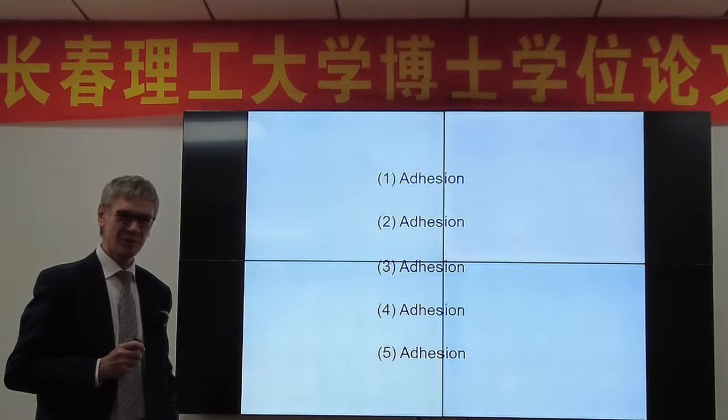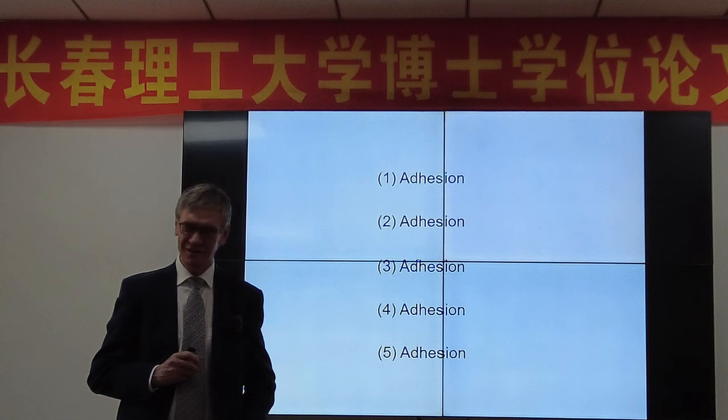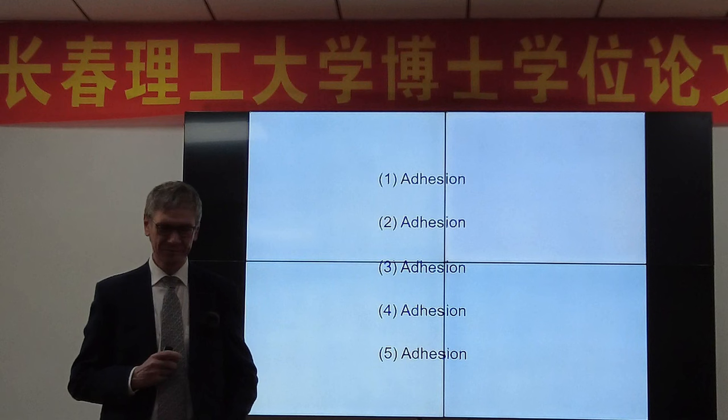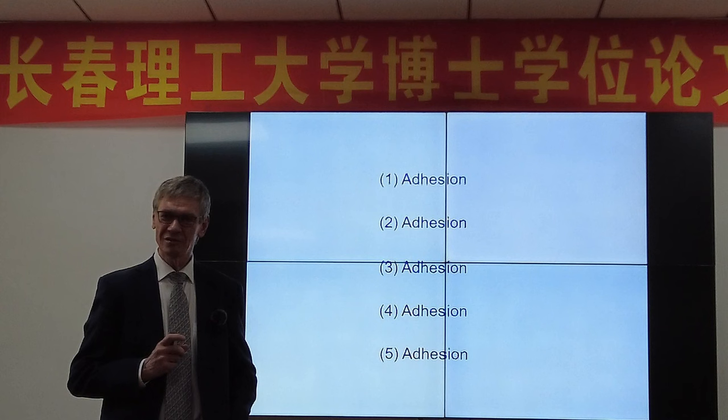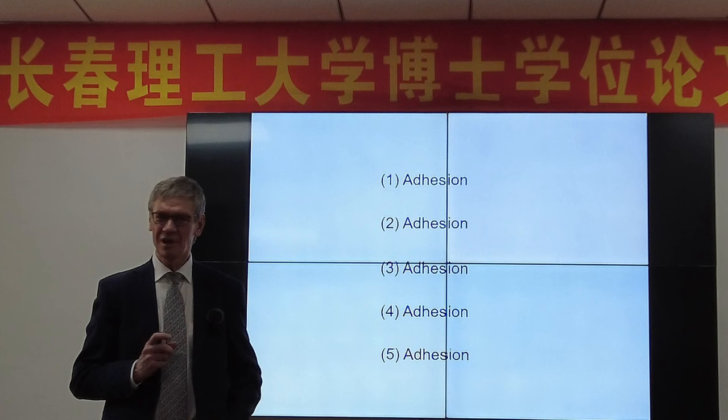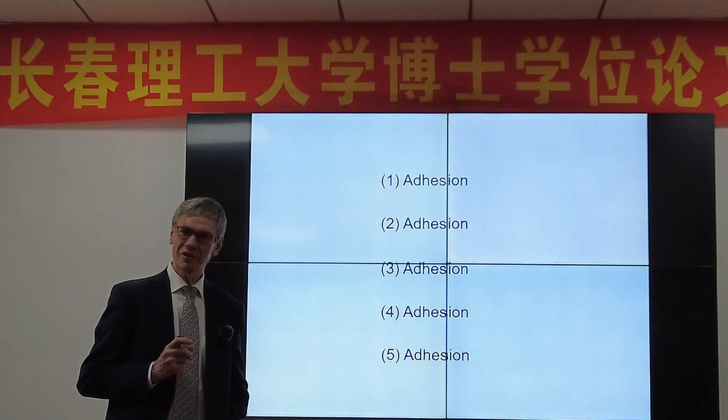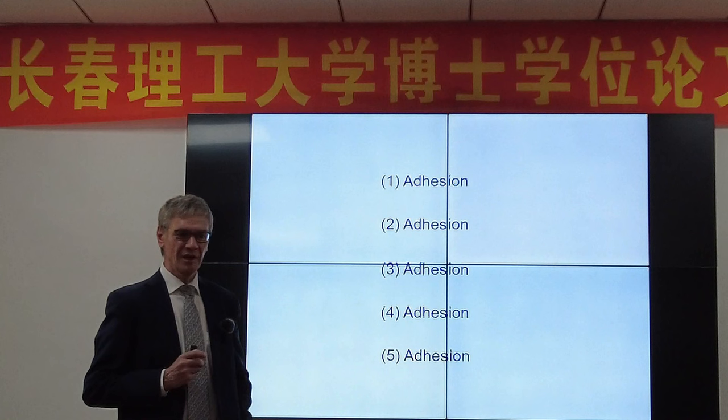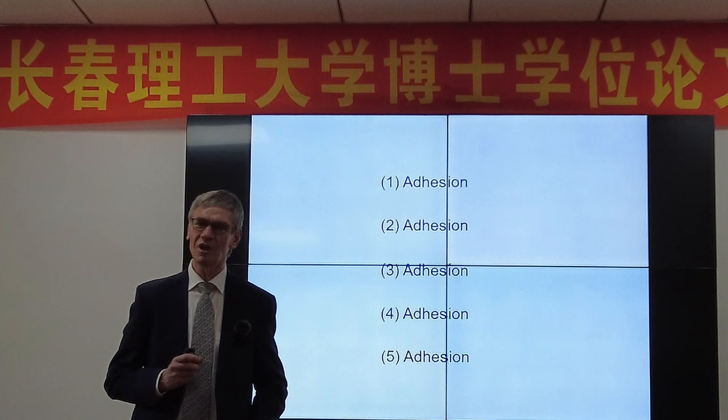I will speak about adhesion. So let me first state what I understand under adhesion. I differentiate between cohesion and adhesion. For me, cohesion are strong intermolecular bindings of chemical nature, like covalent bonds. And adhesion are relatively weak interactions of non-chemical nature.